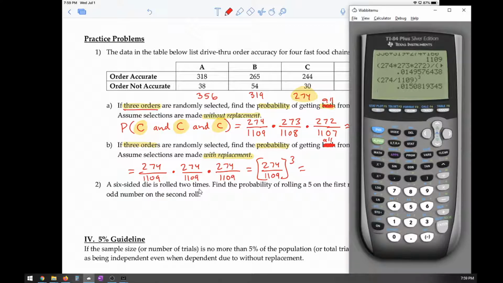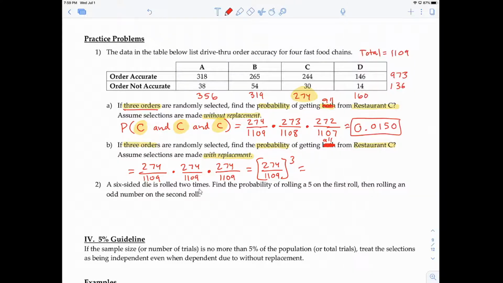Okay, so that's going to be 0.0151. All right, so notice how they're very, very close. Whether it's with replacement or without replacement, the answers are very close. And sometimes, depending on where you round it to, you're going to get the same exact answer. So kind of keep that in the back of your head, because we're going to be talking about something in a bit that's related to that because they're so close.